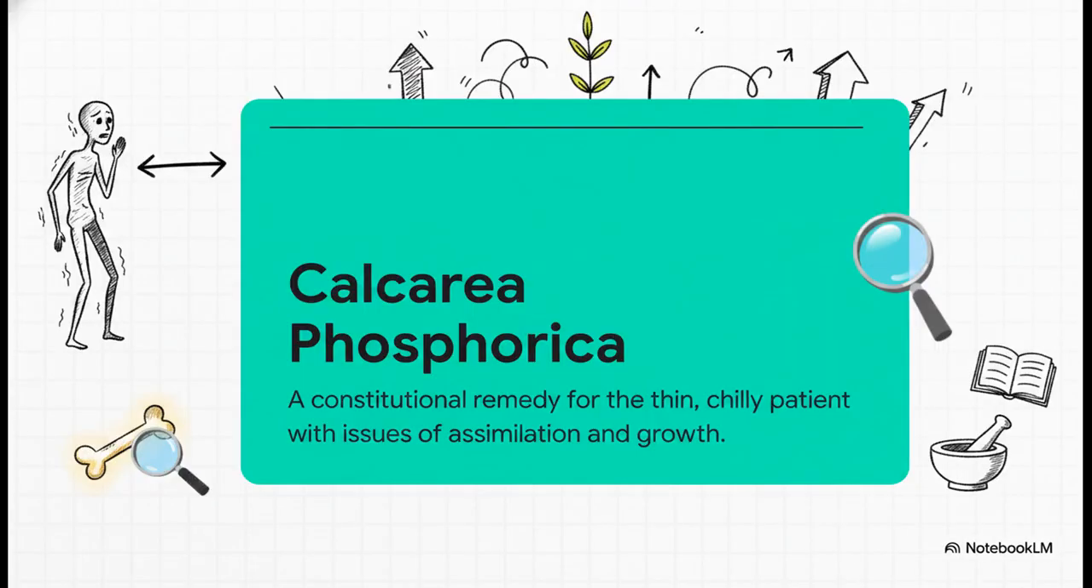So, let's wrap this up. What is Calcarea Phosphorica really? Well, it's a deep, profound remedy for that thin, chilly patient. Their whole problem revolves around a failure to assimilate, a failure to grow properly, and it almost always targets the bones. If you can master its keynotes and really get a feel for its constitution, you'll have an incredibly powerful tool in your toolbox, not just for your exams, but for your entire future practice.